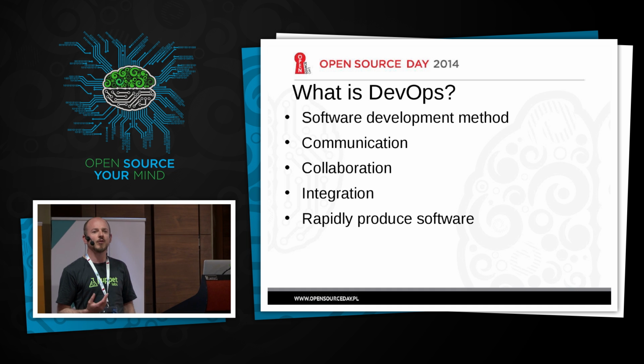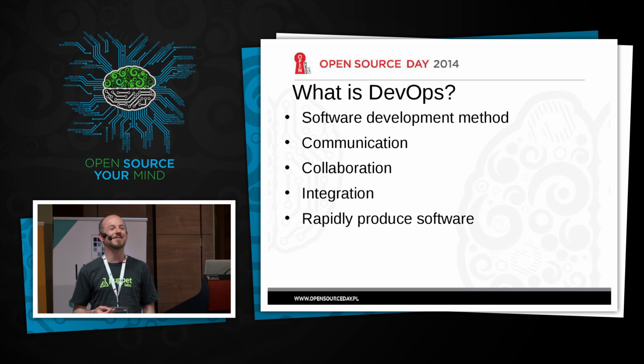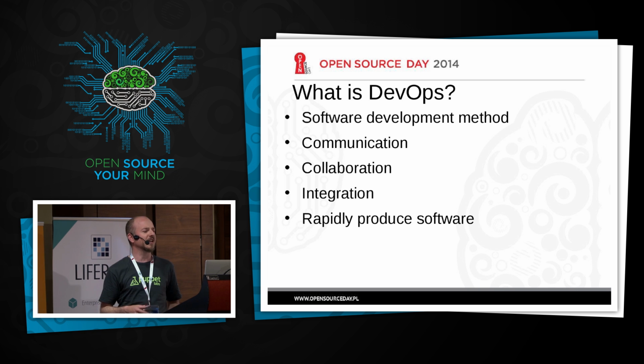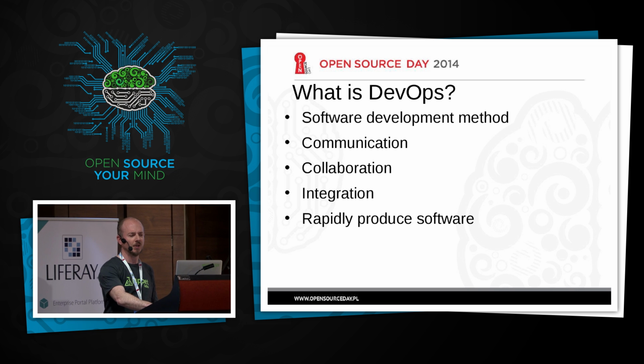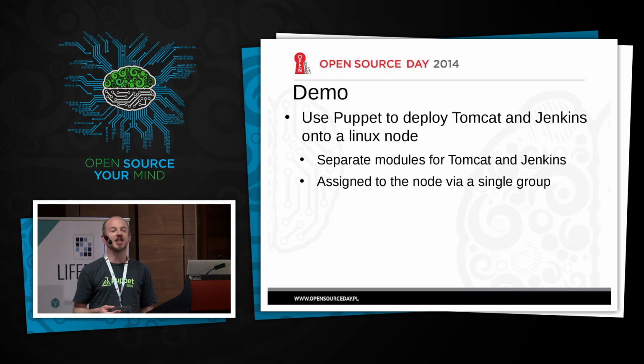And the end goal of all of this is to work more effectively, to produce better software, better services, better products in condensed timeframes. And that's what we get from a successful DevOps implementation. So as we go through the presentation today, I'm going to run a demonstration in the background. And the demonstration is to configure Tomcat and Jenkins onto a Linux node.